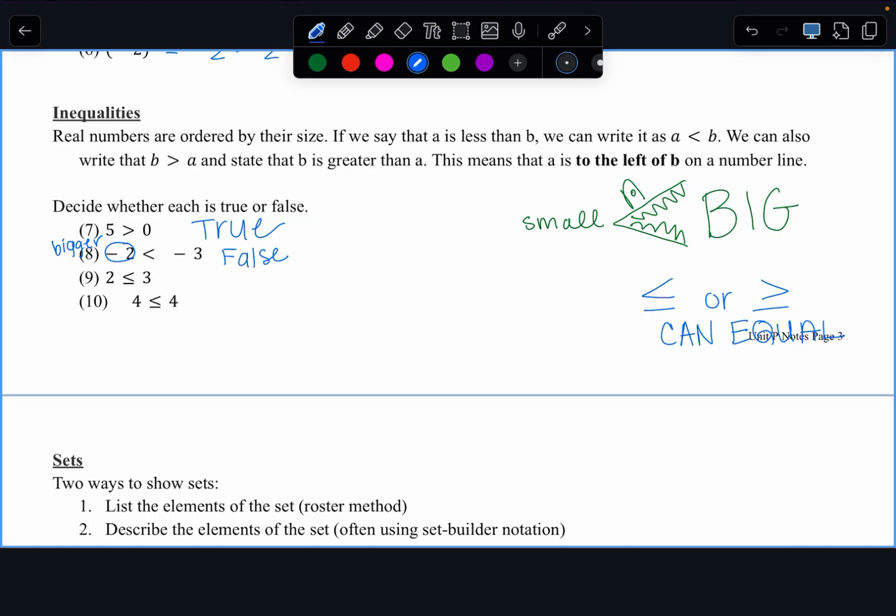So is 3 greater than or equal to 2? Yeah, that's true. 3 is bigger. Is 4 less than or equal to 4? True. And the reason it's true is because of that piece underneath. If it did not have that line, it would not be true. Okay? Questions on inequalities? Okay.